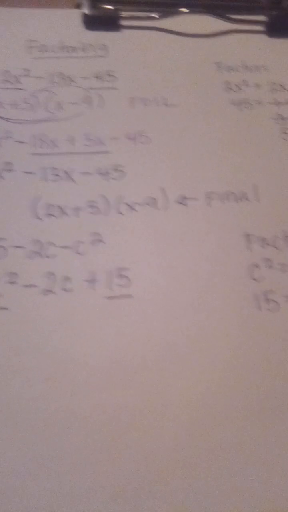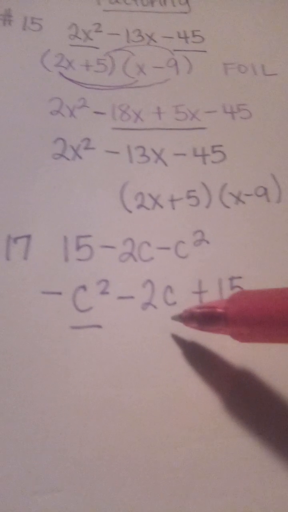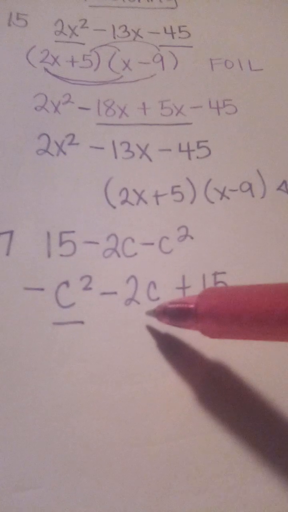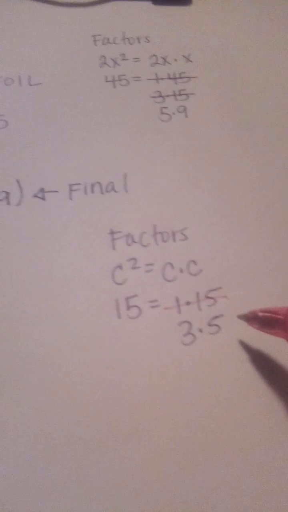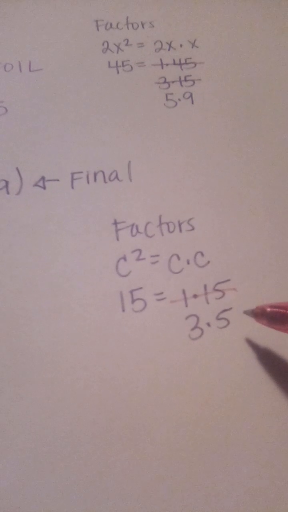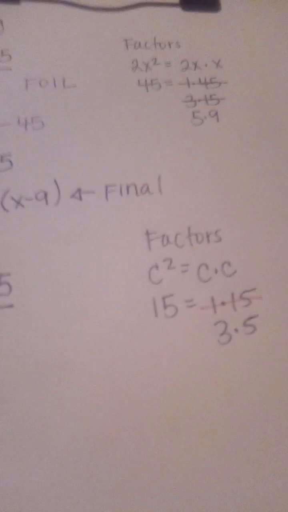Okay. We are doing well. We could eliminate the 1 times 15 because it does not match the middle term. That's why I say pay attention to the middle term. So we have factors of c times c and 3 times 5. Let's do the factoring. We're going to put the negative outside the parenthesis. I'm going to tell you why. Let's do this.